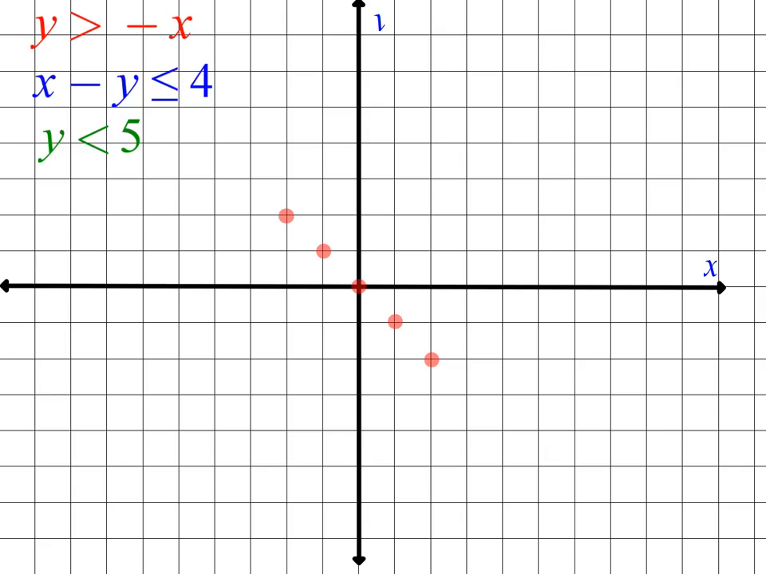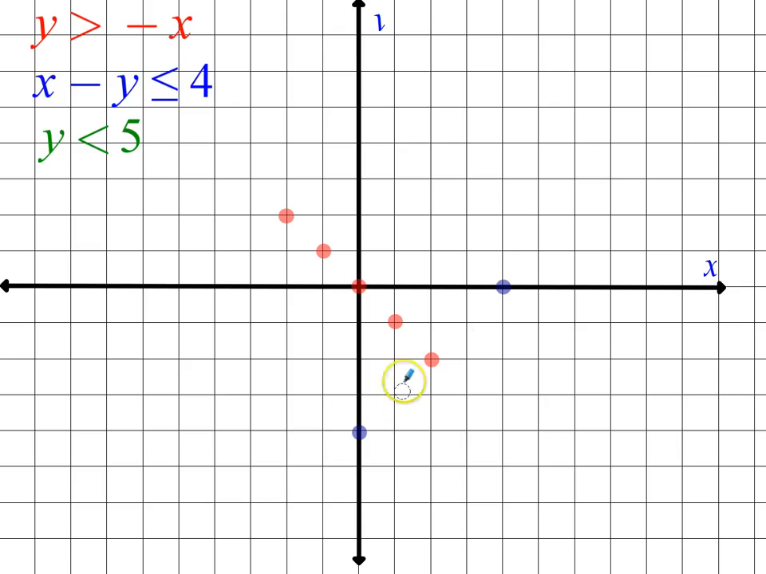Okay, and then we're going to do the blue line. So this is x minus y is less than or equal to 4. Well, this is not in slope-intercept form, but it's in standard form, and it looks like I can find my intercepts very quickly. So let's see. If y is 0, x will be 4. So let's see, 1, 2, 3, 4. So there's 1. All right, and then if x is 0, then y would be negative 4. 1, 2, 3, 4. There we go, and I can connect those dots, okay?